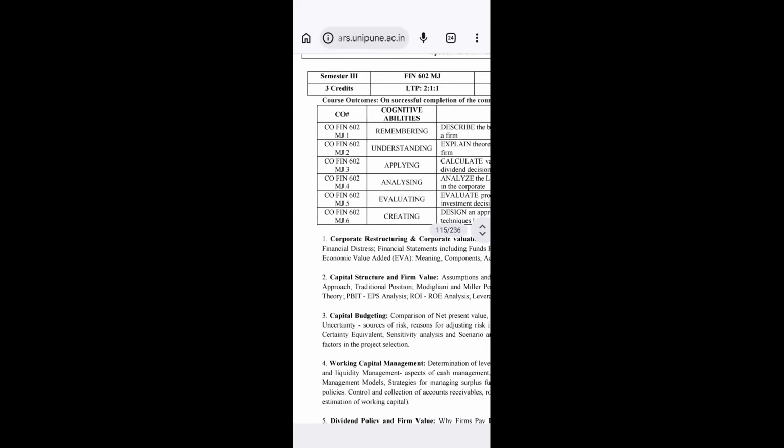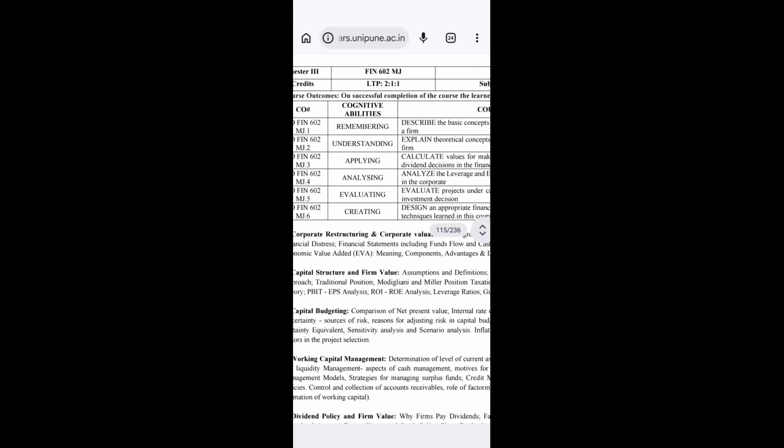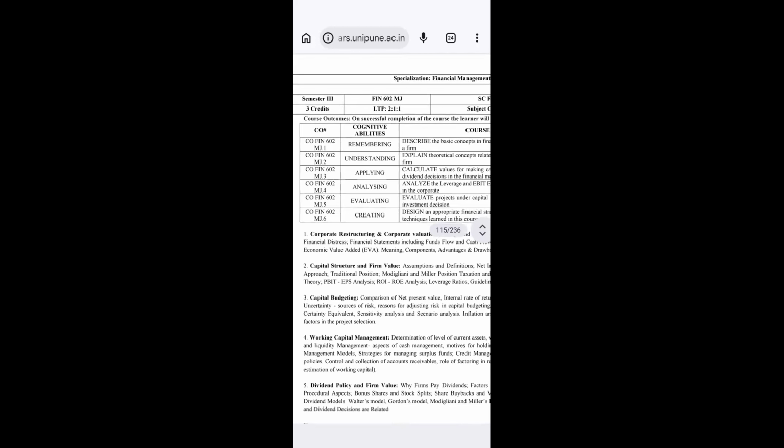The most important thing we are going to learn about in the first unit is the economic value added statement. Now, what is the economic value added statement? It is a statement where we have to understand how things are added to your productivity.